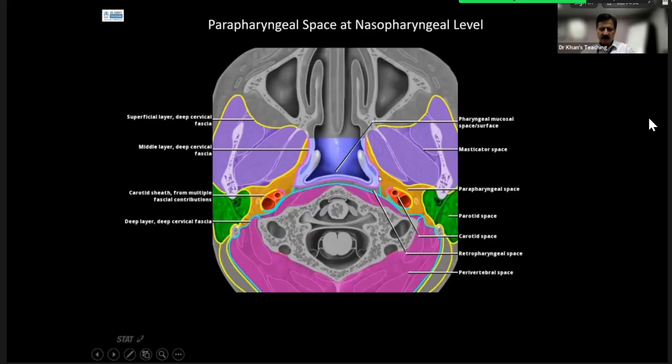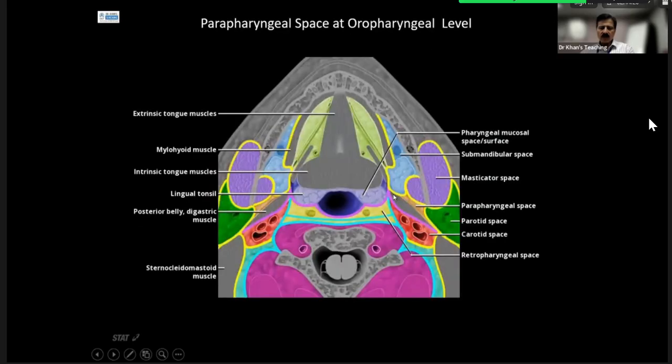Once again, a repetition here: this is the parapharyngeal space, which has got fat. This is the pharyngeal mucosal space, the nasopharynx. This is the masticator space, which is anterior. So this is medial, this is anterior and maybe anterolateral. Now, the parotid space is lateral, and the carotid space is posterior. As we go at the level of the oropharynx, you can see that the parapharyngeal space is attenuated, and then it finishes.